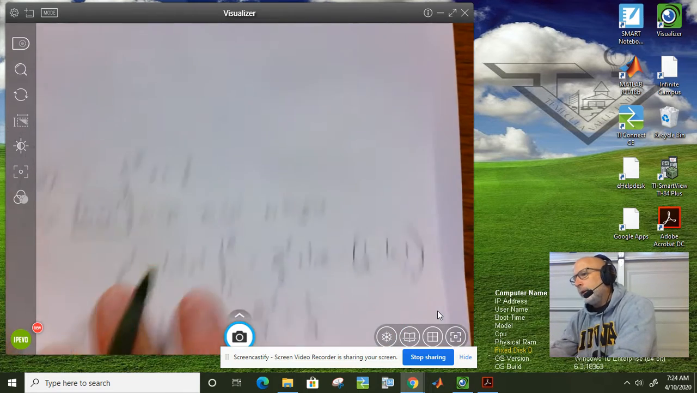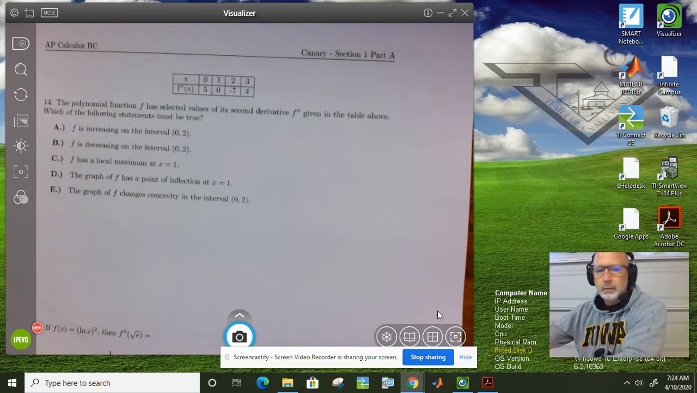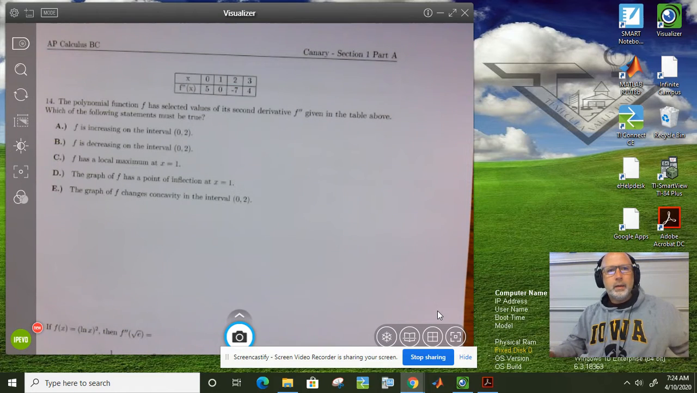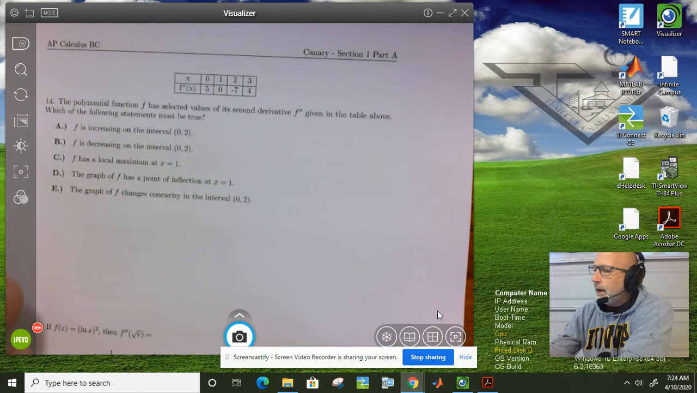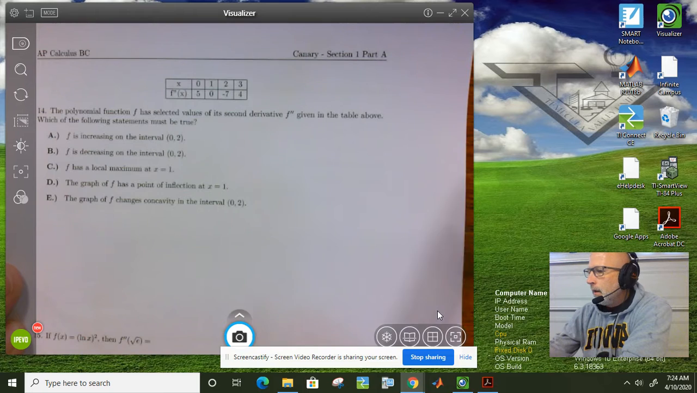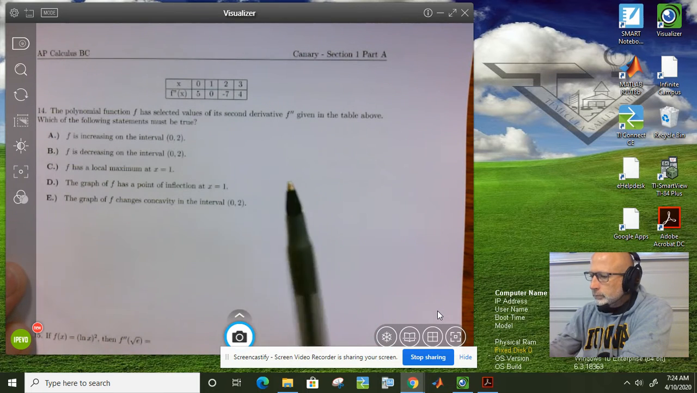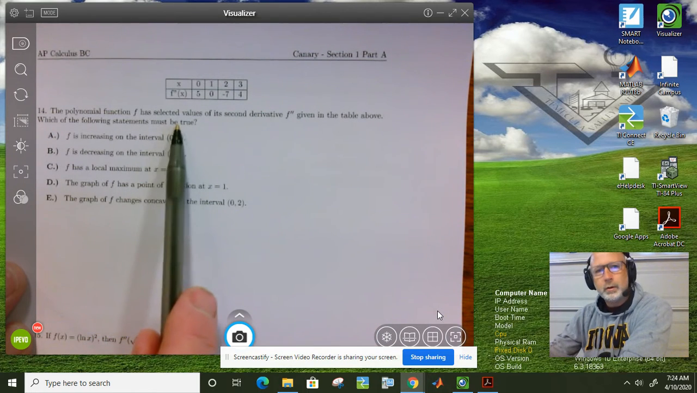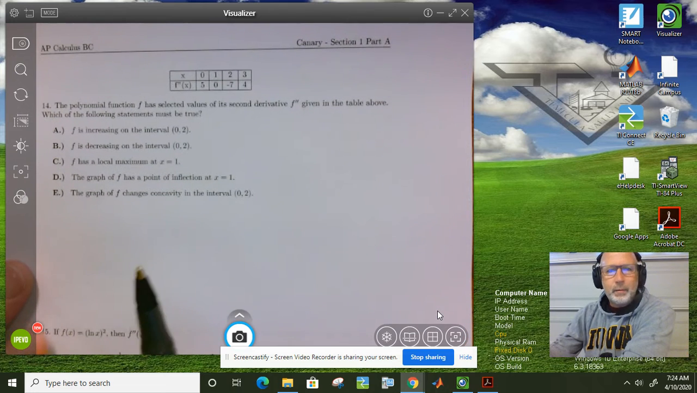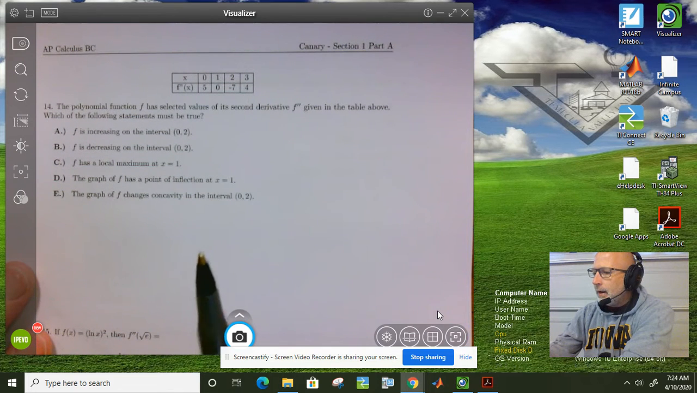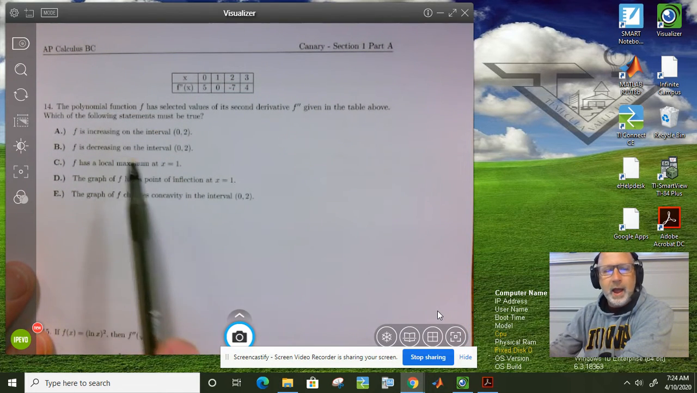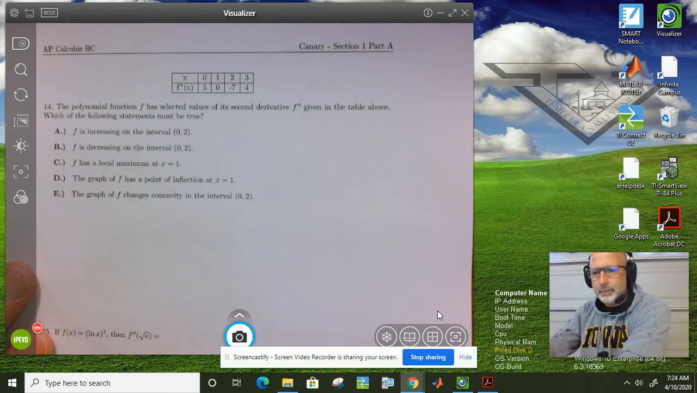Okay, number 14. The polynomial function f has selected values of its second derivative f double prime given in the table above. Which of the following statements must be true? So this is a pretty classic type of problem. You see this a lot, and the first three in particular, they absolutely bait you into thinking that something's right.